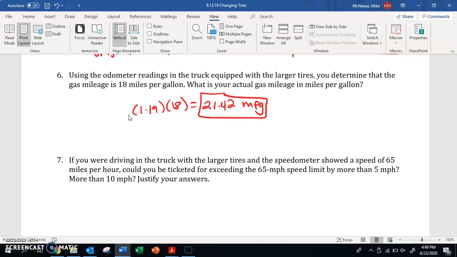And then the last question: if you were driving a truck with larger tires and the speedometer showed a speed of 65, could you get ticketed for exceeding that limit by 5 or 10 miles an hour? So we've got 65 times 1.19 equals 77.35 miles per hour. So you could get a ticket for going not only 5, but 10 miles an hour over.